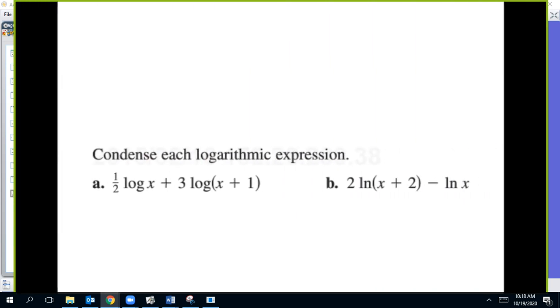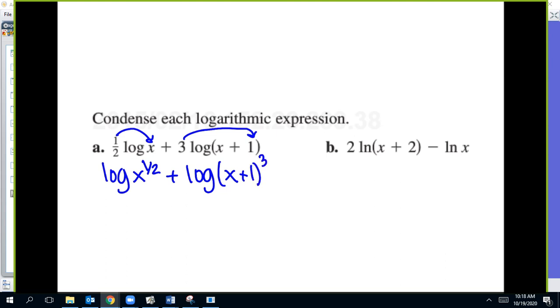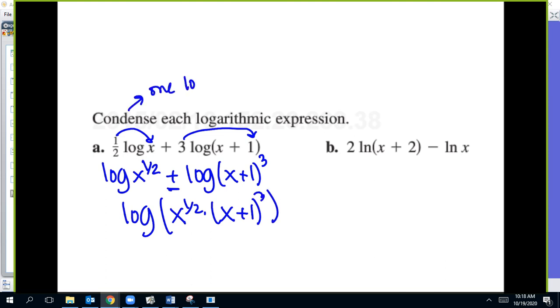So let's do some practice. What I like to do here is I like to look at these exponents or these coefficients first and draw arrows for them. And so I have log base x of 1/2 power plus log of x plus 1 to the 3rd power. And then this plus I need to condense and make it a times, and put it all in one log. So condense means there should be one log at the end.